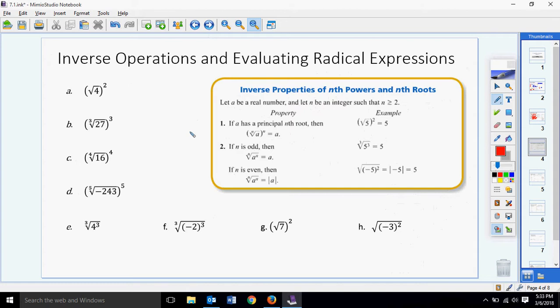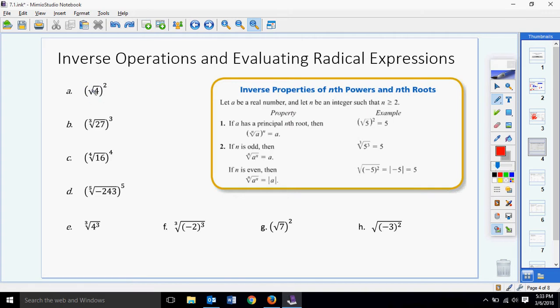Inverse operations and evaluating rational expressions. So a square and a square root are inverse operations of each other. Remember we said that the square root of 36 is the same as 6 squared. Okay, well, they work opposites. 36 is equal to 6 squared. And when we square root this side, our square and our square root cancel. So we get 6 is equal to the square root of 36. Inverse operations cancel each other out.